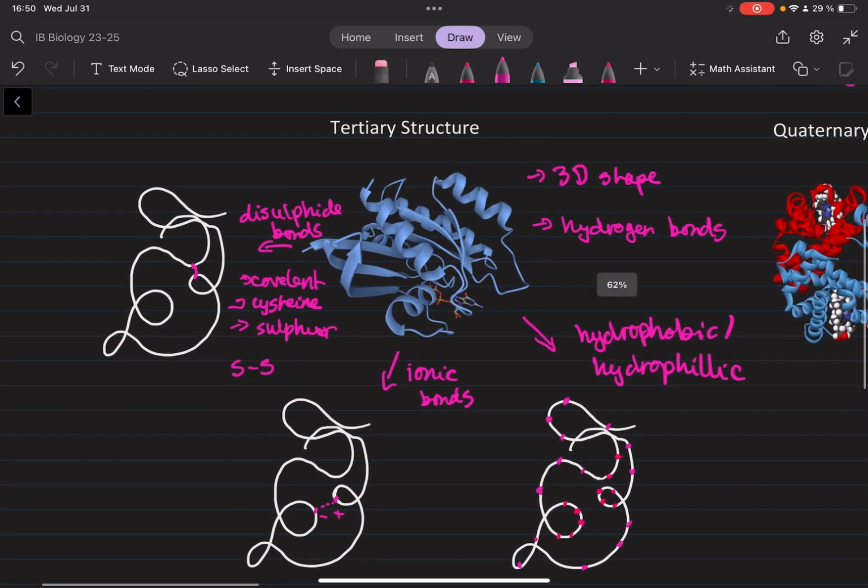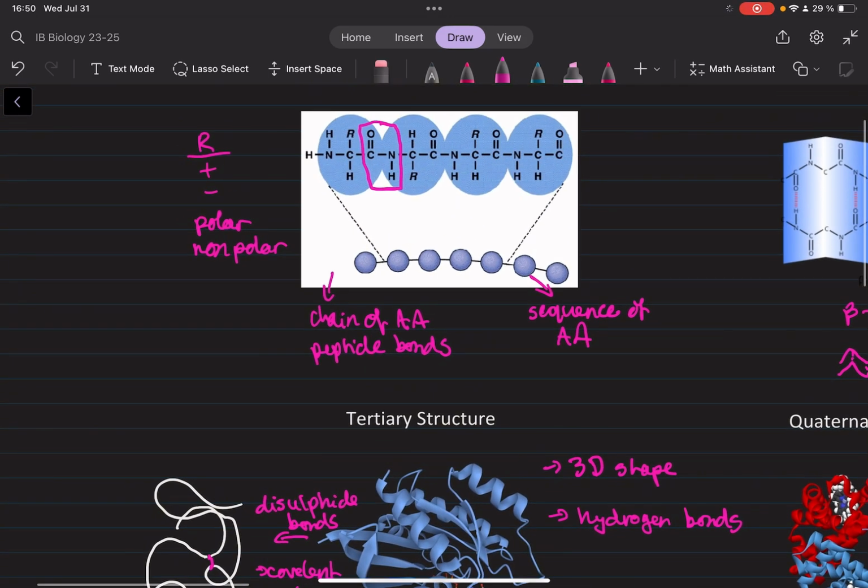So all of these different bonds and all of these different interactions determine the shape of the protein, which is why I said before that the sequence of amino acids was so important. And not just the sequence, but also what amino acids appear.